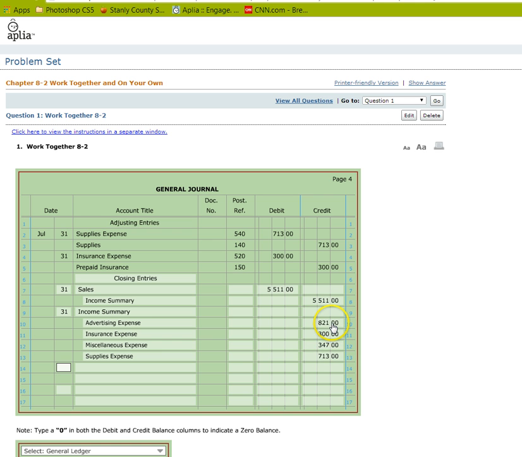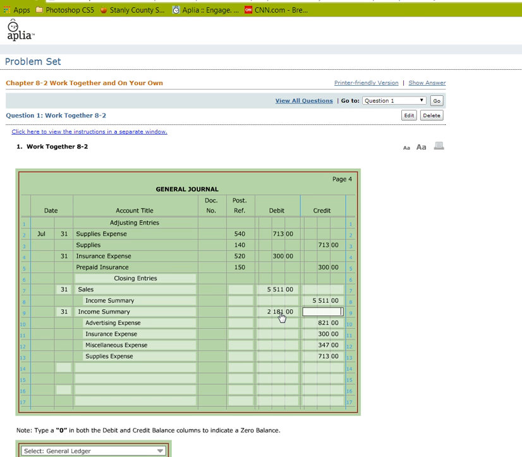Now what you're going to do is add up these four. 821 plus 300 plus 347 plus 713 gives you what you are going to debit, 2181, to income summary. Okay?